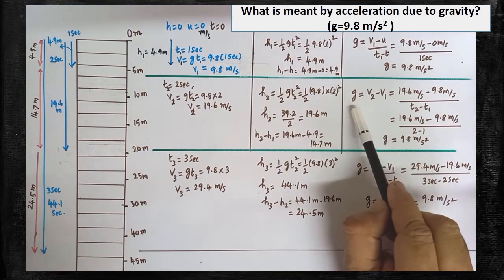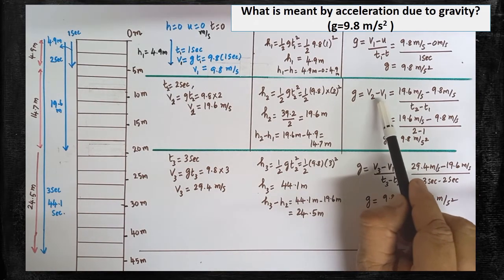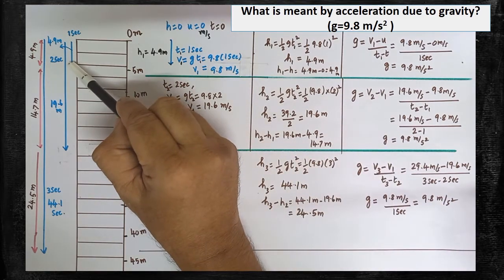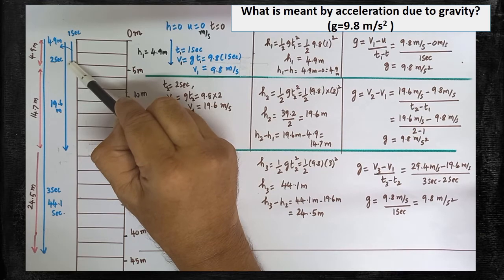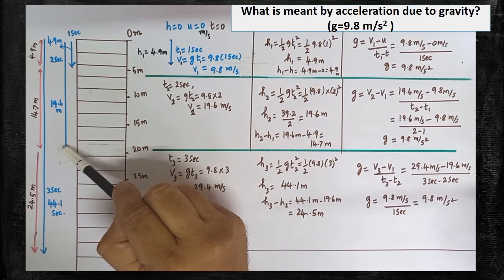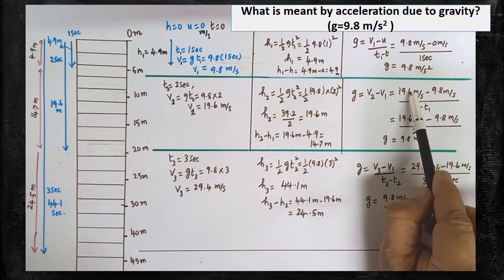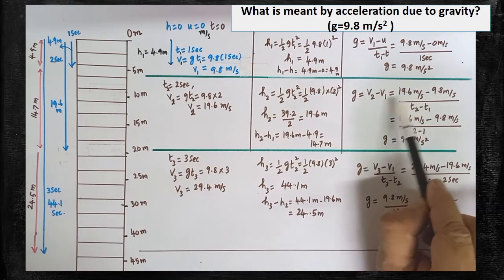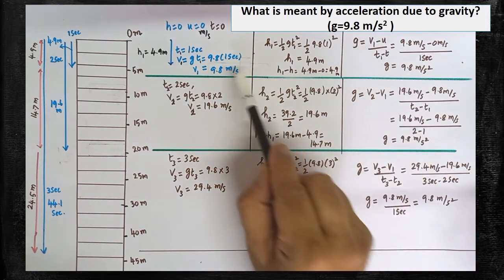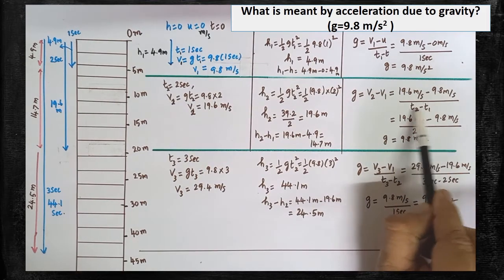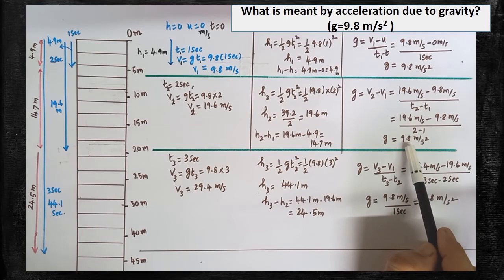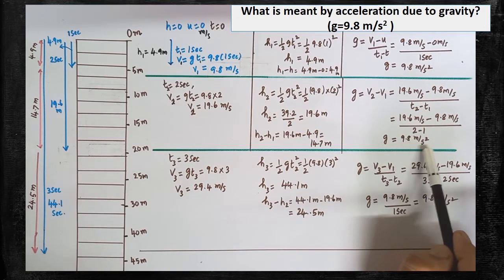Again you calculate the g value. G value is equal to final velocity minus initial velocity, divided by the time interval. Here this velocity must be taken as the initial velocity. Here, after 2 seconds, this velocity must be taken as the final velocity. So final velocity minus initial velocity is 19.6 meter per second minus 9.8 meter per second. The time interval is 2 seconds minus 1 second. Again after calculation you are getting g value as 9.8 meter per second square.